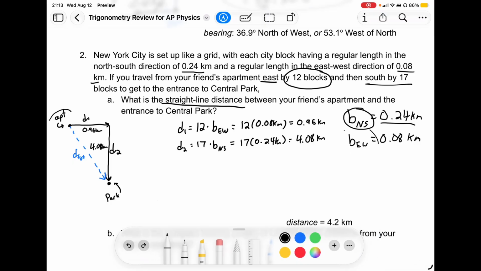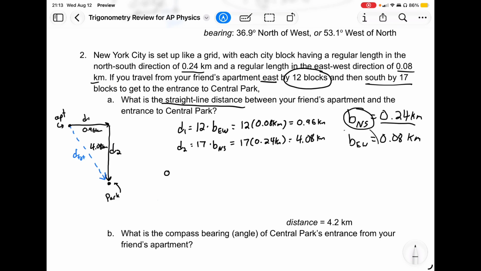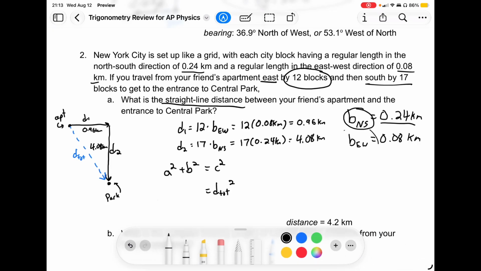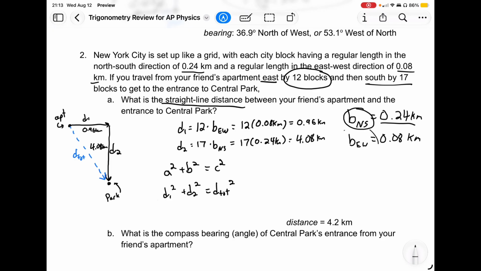Of course, for that, we're going to use the Pythagorean theorem, right? So a squared plus b squared equals c squared for a right triangle. It doesn't matter which one of D1 or D2 we make A or B, but remember that C is going to be our hypotenuse. So C will be D total, that's our hypotenuse, and that squared should equal A, we'll call that D1 squared, plus B, let's call that D2 squared. So our D total should equal D1 squared plus D2 squared under a square root.